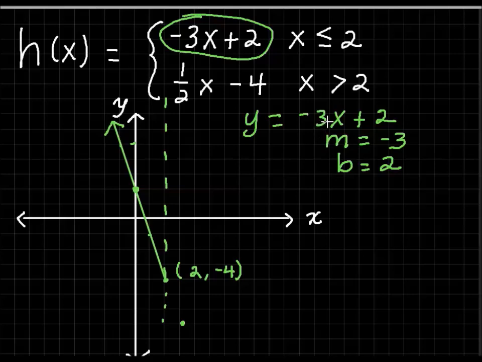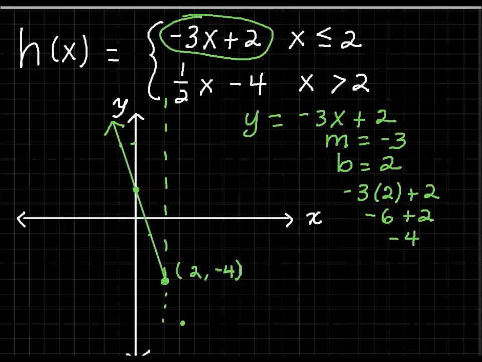I can also verify it by plugging the value of 2 in. If it was 2, it would be negative 3 times 2 plus 2, or negative 6 plus 2, which would give me negative 4, right? So this is a correct point, 2 comma negative 4. But I want to emphasize that it's a solid circle there because of the or equal to portion of the inequality symbol.